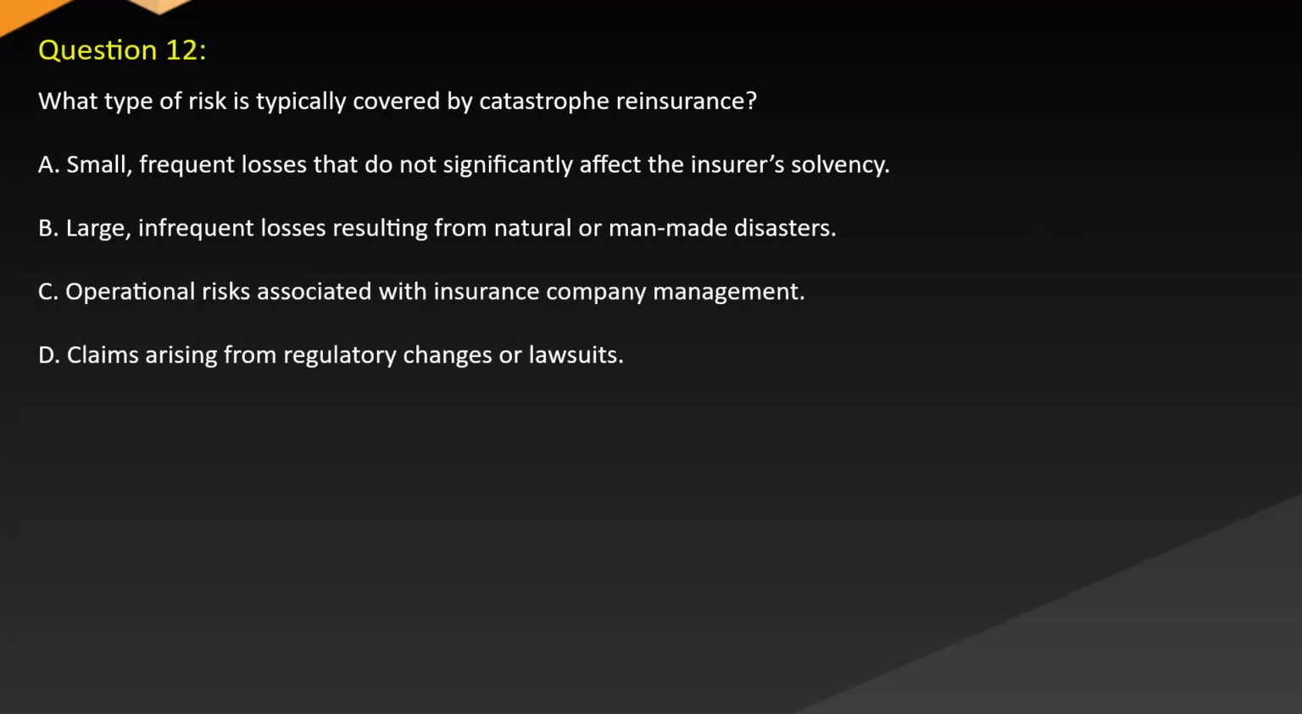Question 12. What type of risk is typically covered by catastrophe reinsurance? A. Small, frequent losses that do not significantly affect the insurer's solvency. B. Large, infrequent losses resulting from natural or man-made disasters. C. Operational risks associated with insurance company management. D. Claims arising from regulatory changes or lawsuits.